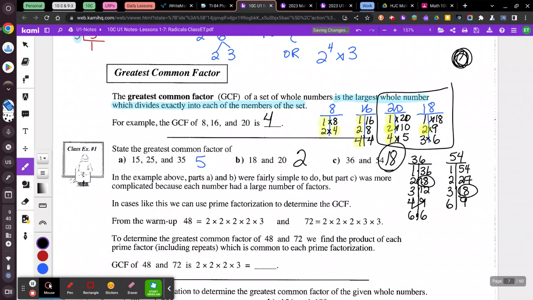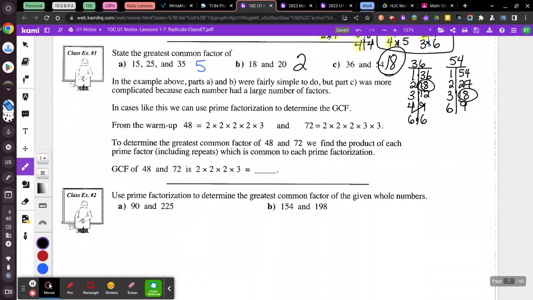Okay. Now let's move up. It says, in the examples above, part A and B were fairly simple, but C was a little more complicated because it had larger numbers. In those types of cases, we like to use prime factorization, because when we prime factorize things, all we've got to do is take the product of the prime factors that match, and we would get our biggest answer here.